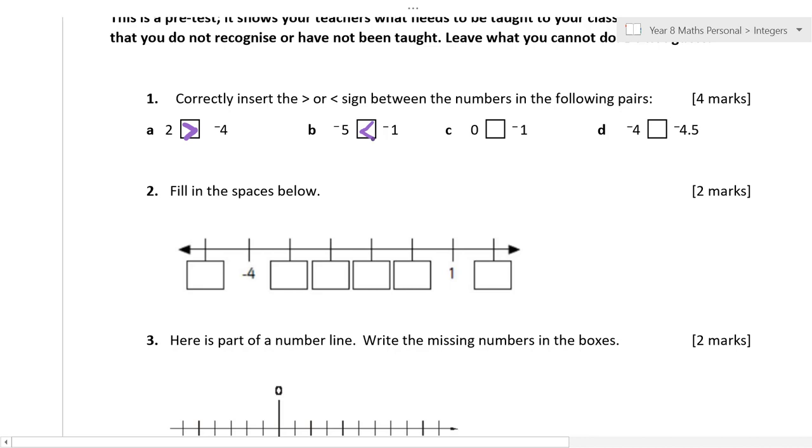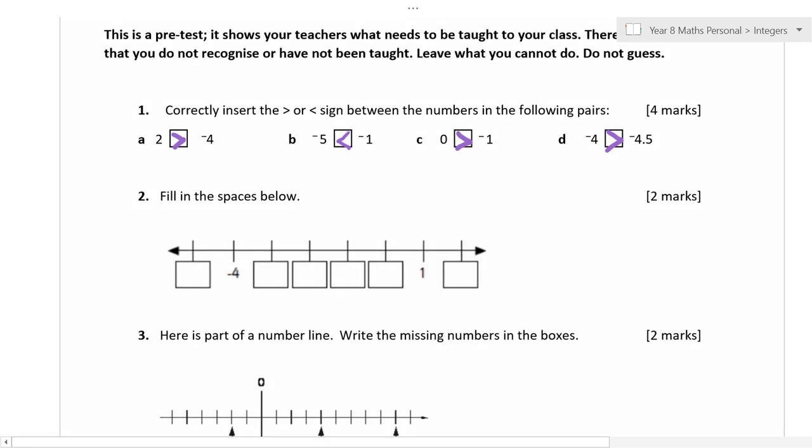What about 0 and -1? 0 is greater than -1. Excellent. And finally, this one here, is -4 to the left or to the right? The right. It's to the right. Very good. Well done. That's great.